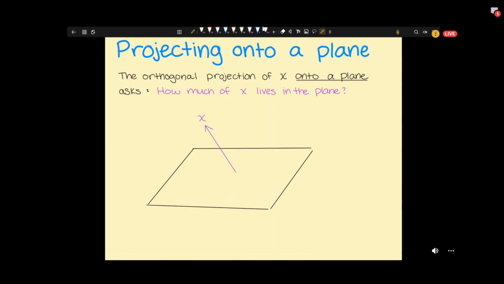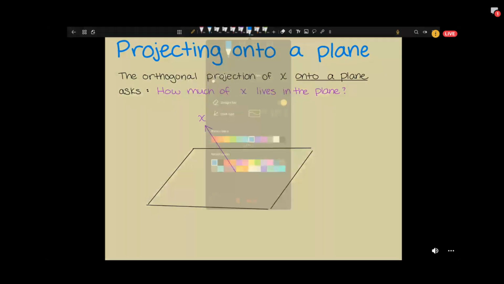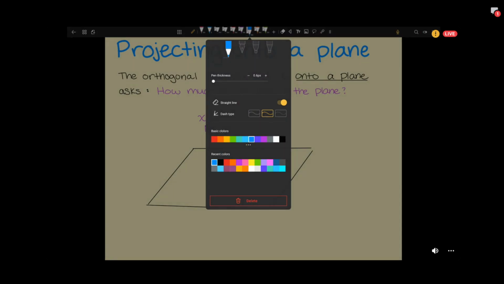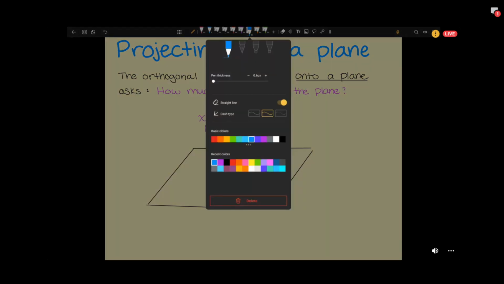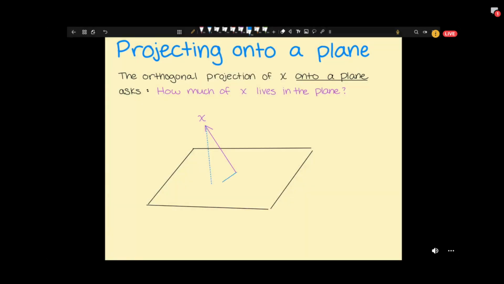The orthogonal projection of x onto a plane asks a very similar question, but I've worded it a little bit differently. It asks, how much of x lives in the plane? So what do I mean by this? Intuitively, we understand what the projection looks like, so I'm just going to draw it. We're going to project x down onto the plane.